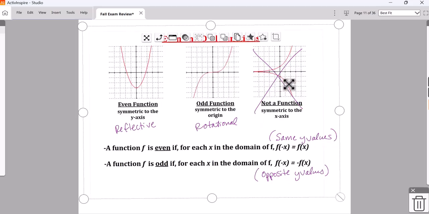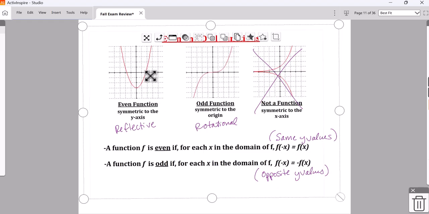If it's neither of those two things, it's not an even function or an odd function. It's neither. Okay, the other part of this definition is when the x values are negative and when the x values are positive, the y values are the same.